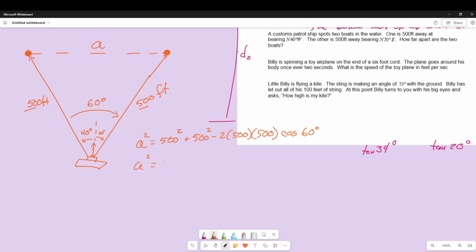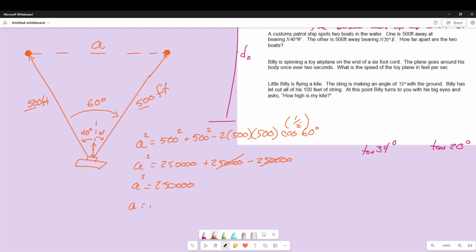So a squared equals 250,000 plus 250,000, it's a lot of zeros, minus... and cosine of 60 is 1/2, so 1/2 times that 2 is just going to leave the 500 times 500, which is, again, 250,000. So those essentially cancel, making a squared equal to 250,000.